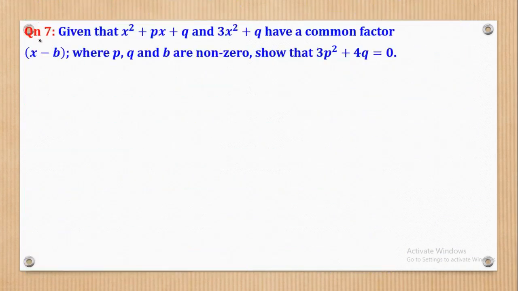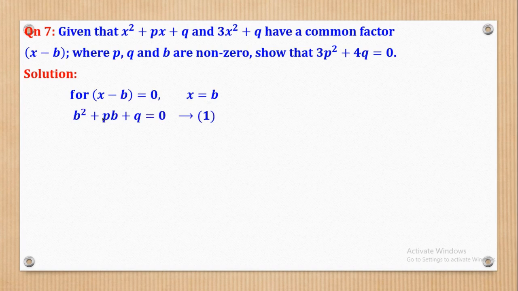So now we shall go to question 7. Question 7 says, given that this and this have a common factor, this, where P, Q and B are non-zero, show that this is equal to that. So for factor b x minus b, it implies that x is equal to b. Therefore, come here and replace where there is x put there b to come up with equation 1. Then also come here where there is x put there b to come up with this equation 2.